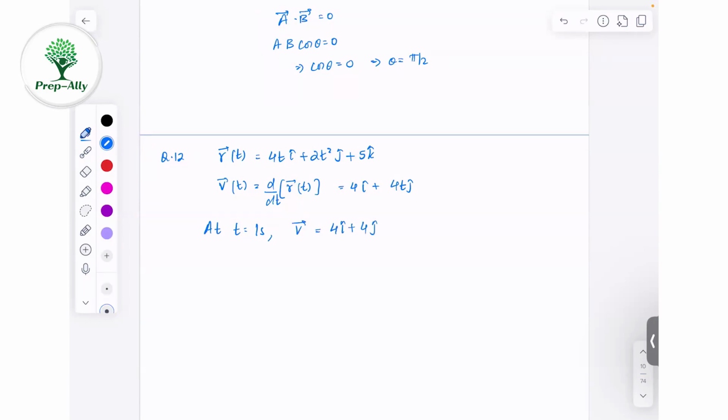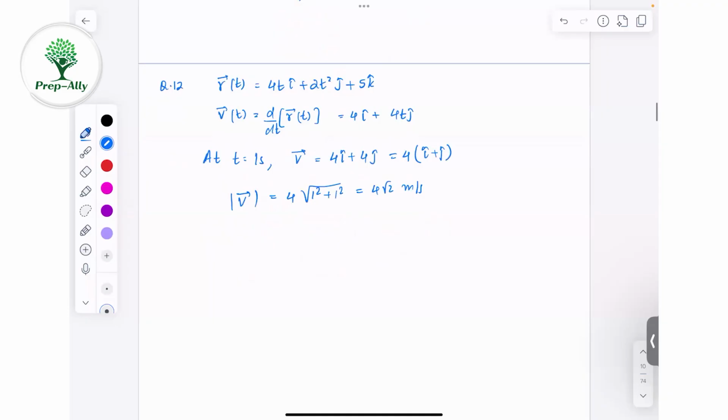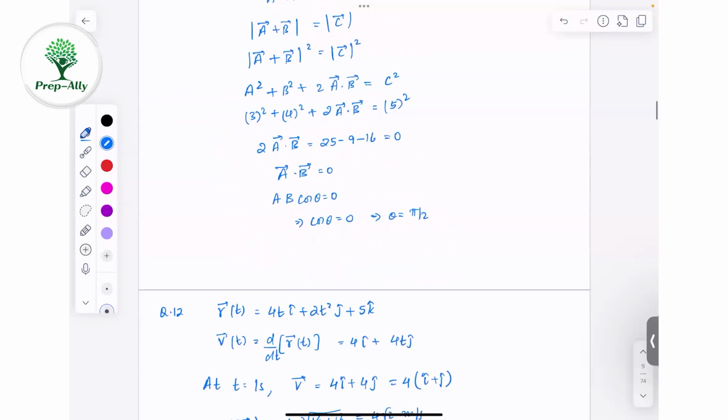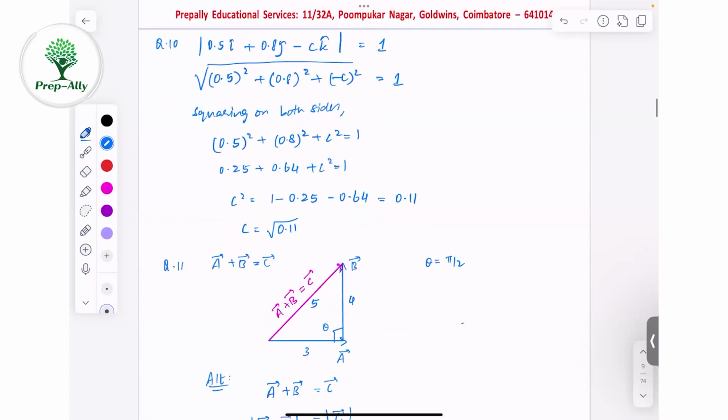So what is the magnitude then? This is 4 times i cap plus j cap. So the velocity vector magnitude is 4 times 1 square plus 1 square under root, which is 4 root 2 meter per second. But what about the angle made with the x-axis? Let us say it is some alpha, then tan alpha is the y component of velocity by the x component of velocity, 4 by 4, which is 1. That gives us alpha as 45 degree. Hence, it's going to be 4 root 2 meter per second at an angle of 45 degree with the x-axis.